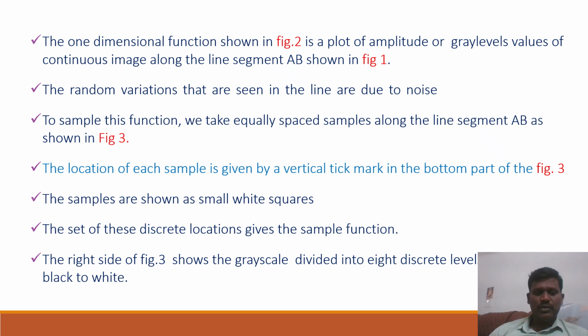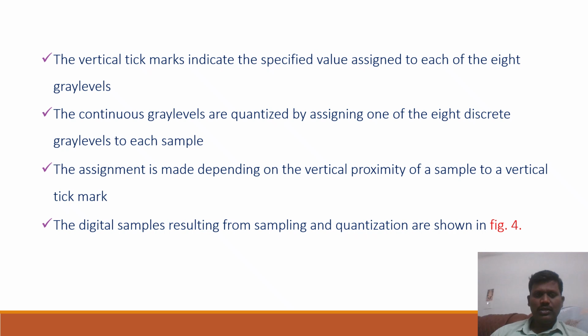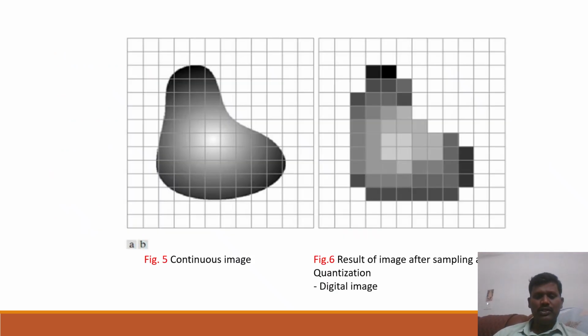By performing these steps as we discussed in the previous slide, the one-dimensional function is a plot of amplitude, which is shown in figure 1. The scan line is obtained in figure 2, in figure 3 we perform sampling and quantization, and in figure 4 we get the digital scan line. The same steps are shown in these slides. And when you perform this for all the lines, you are going to get a digital image.